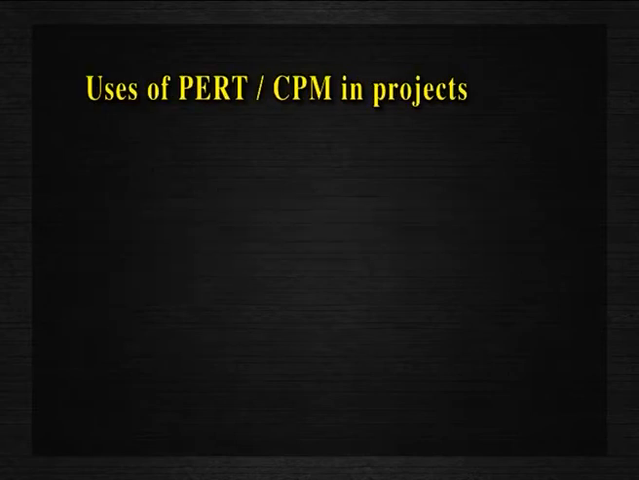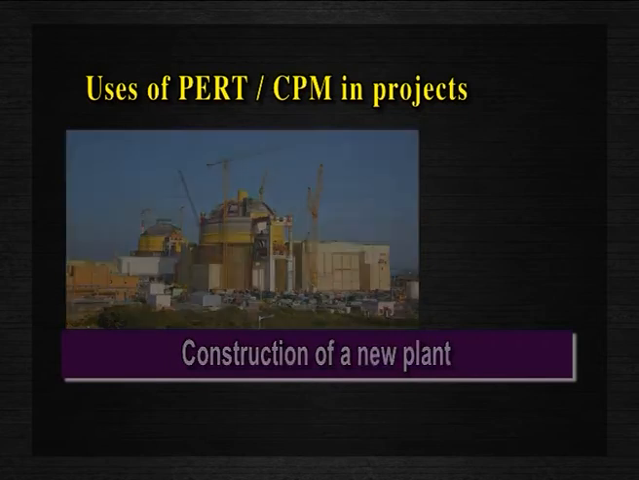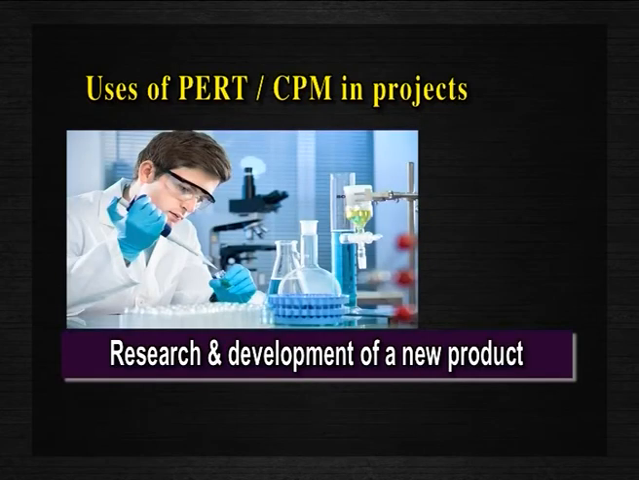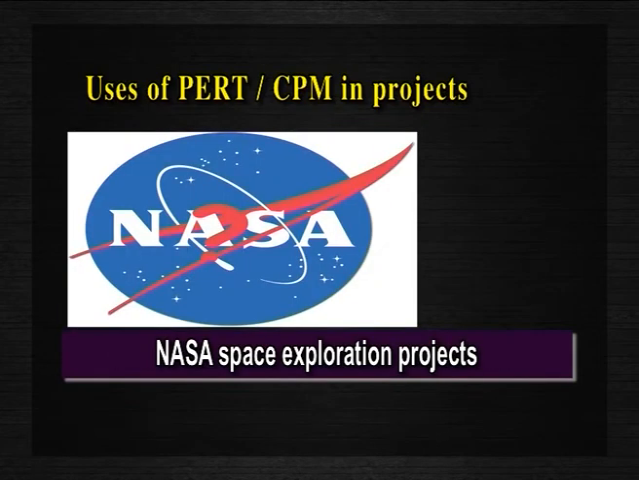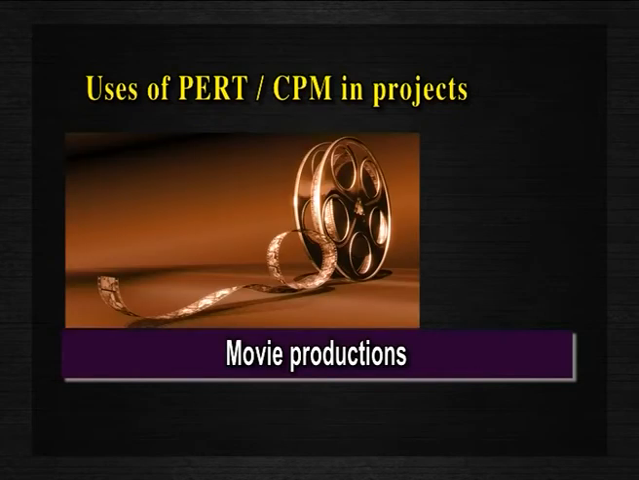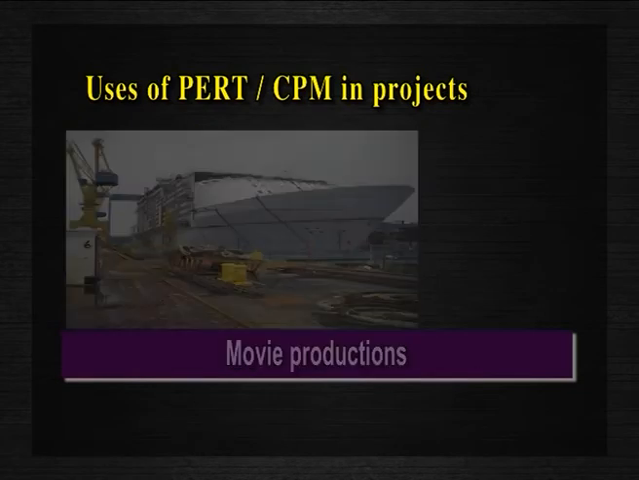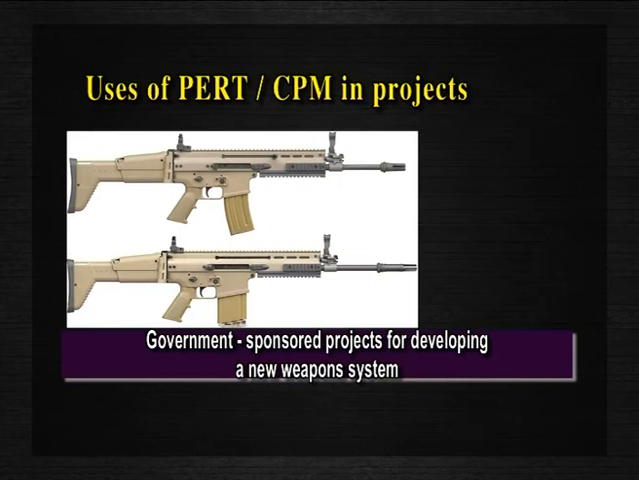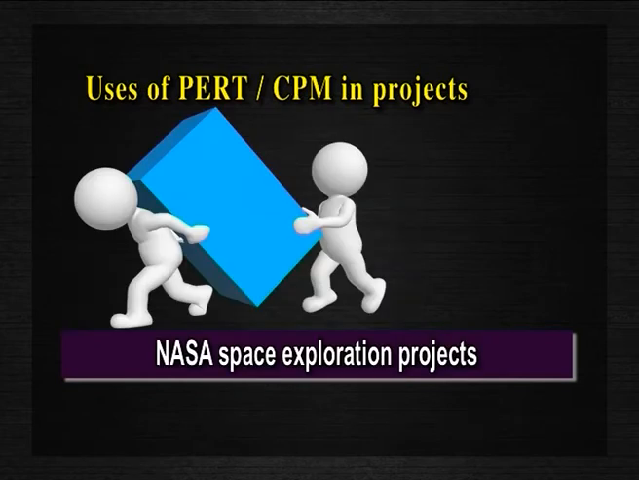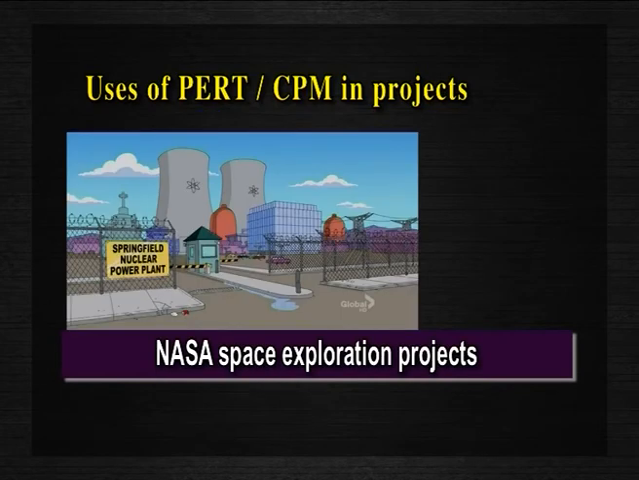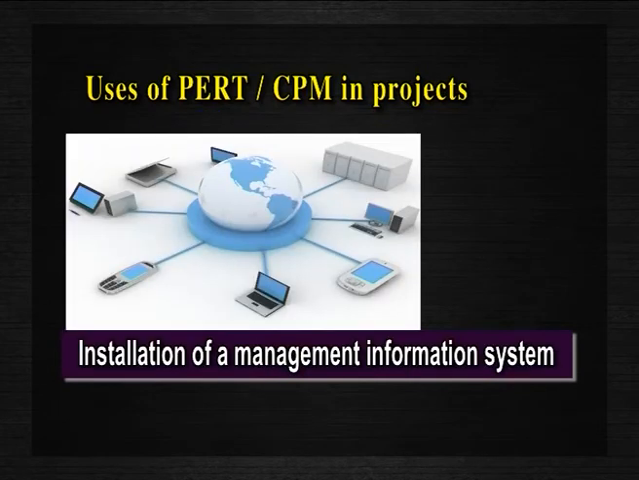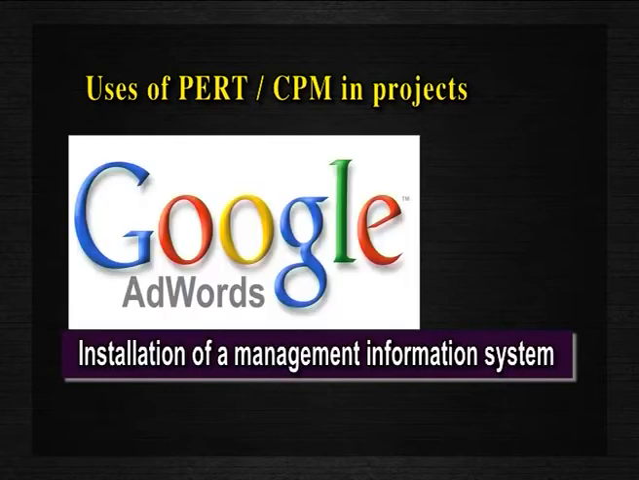PERT and CPM have been used for a variety of projects, including the following types: construction of a new plant, research and development of a new product, NASA space exploration projects, movie productions, building a ship, government sponsored projects for developing a new weapon system, relocation of a major facility, maintenance of a nuclear reactor, installation of a management information system, conducting an advertising campaign.